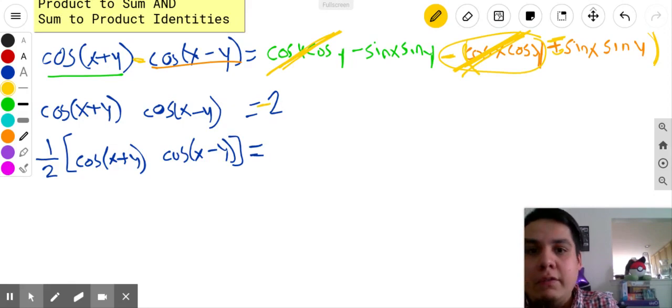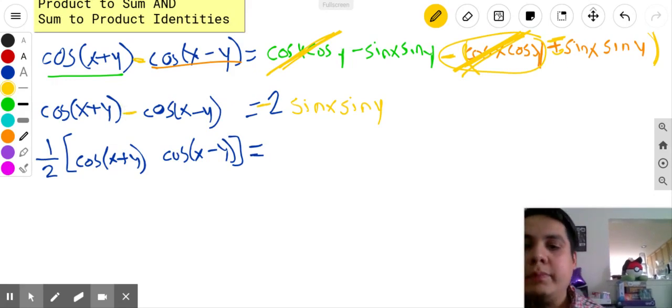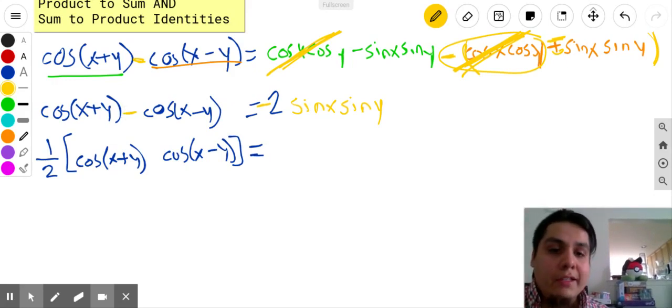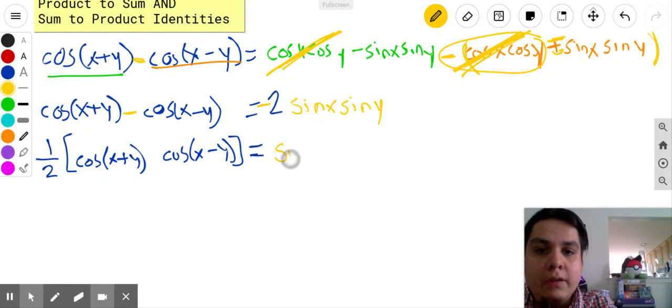The cosine x y cancels out with that cosine x y, and now I have a negative 2 version of sine of x sine y. And so that's a minus there. So I'm going to go ahead and divide by a negative 2 right here. So I have sine of x sine of y.